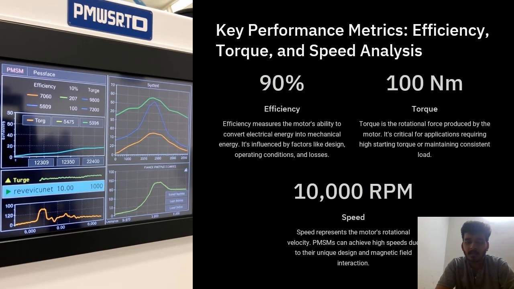And nearly 10,000 rpm speed represents the motor's rotational velocity. Permanent magnet synchronous motors achieve high speed due to their unique design and magnetic field interaction. This unique design helps the motor run efficiently at synchronous speed. For these key performance metrics, the efficiency should be 90%, torque is 100 Newton meters, and the speed is 10,000 rotations per minute.